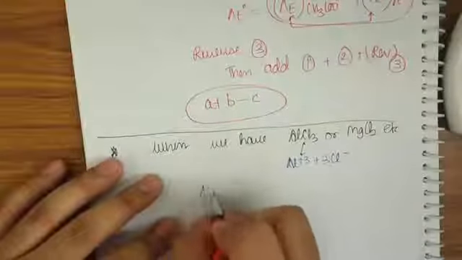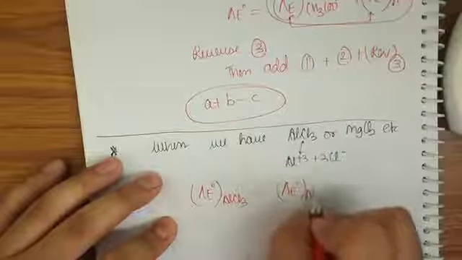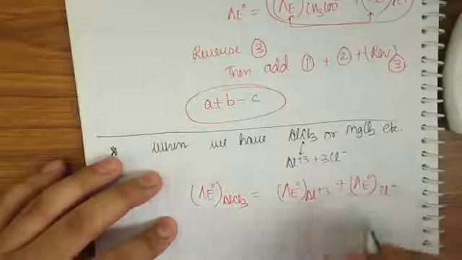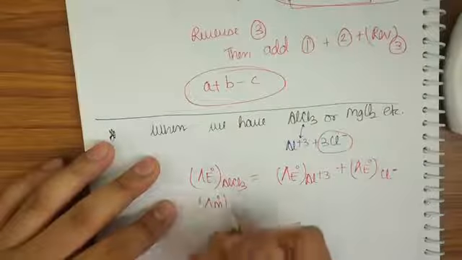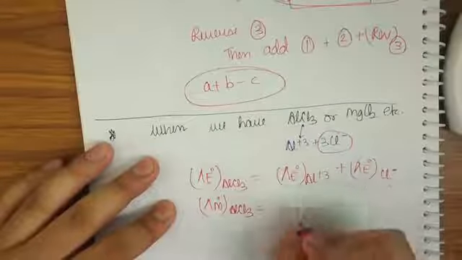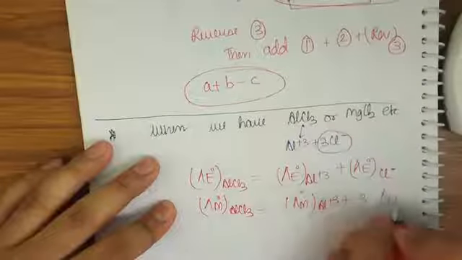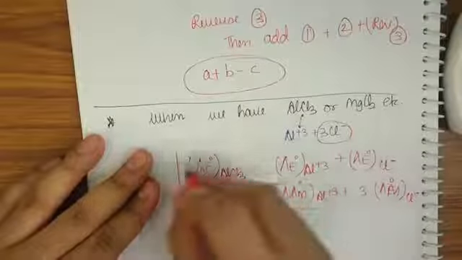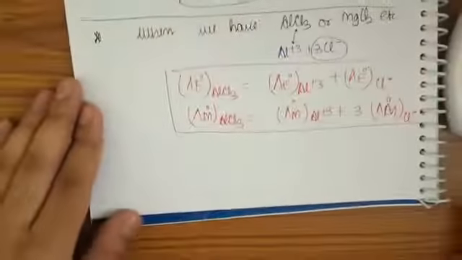If I have to find lambda E naught of AlCl3, that will be lambda E naught of Al³⁺ plus lambda E naught of Cl⁻. We do not place a 3 here. But if I take lambda M naught of AlCl3, meaning the molar conductivity, it will be lambda M naught of Al³⁺ plus 3 lambda M naught of Cl⁻. So here I have to place a 3. This is one very important point that you have to remember during the mathematical calculations for such types of questions.